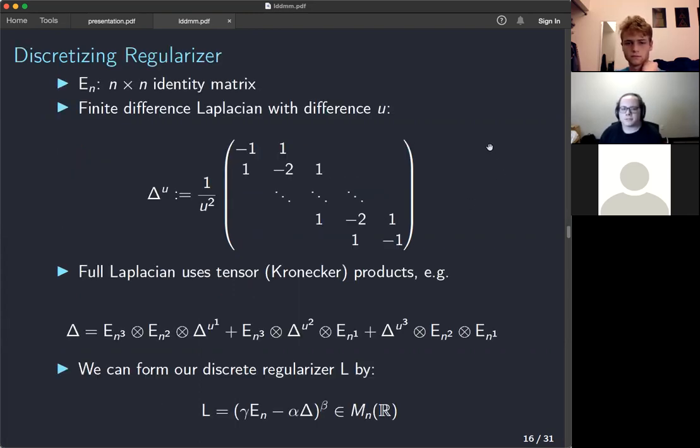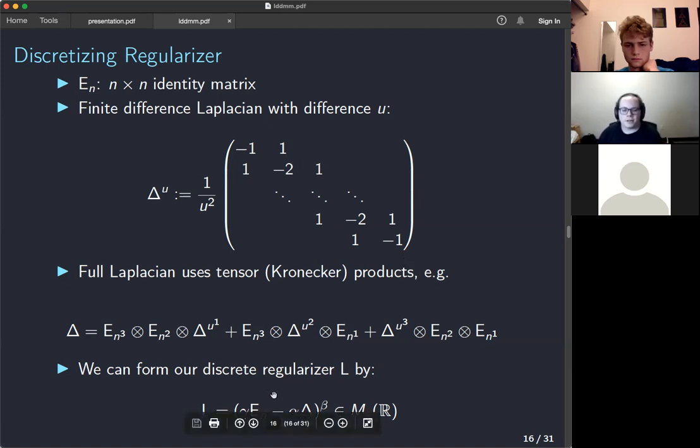So to discretize the regularizer, we need our operator L. The main actor here is the Laplacian. In one component, you have delta U, where U is our step size or change, is going to be 1 over U squared times this matrix, which you can think about as a second central difference matrix. And you can tell it's a second derivative because it has a 1 over U squared in the denominator. From this matrix, you can form the full Laplacian using tensor products, where in the n3 component, tensor n2 component, tensor delta in the n1 component, and then add the rest of them. Note that these are superscripts, not exponentials here. It confused me the first time I saw it too.